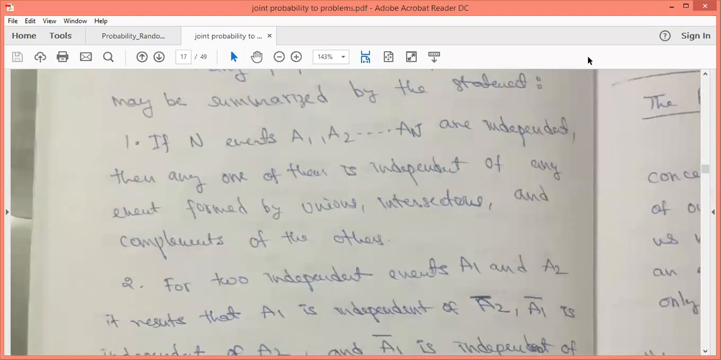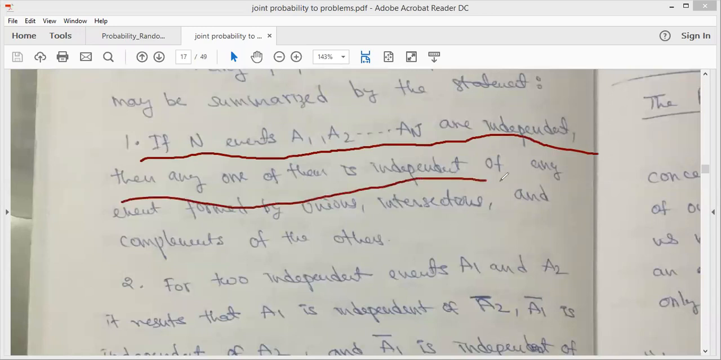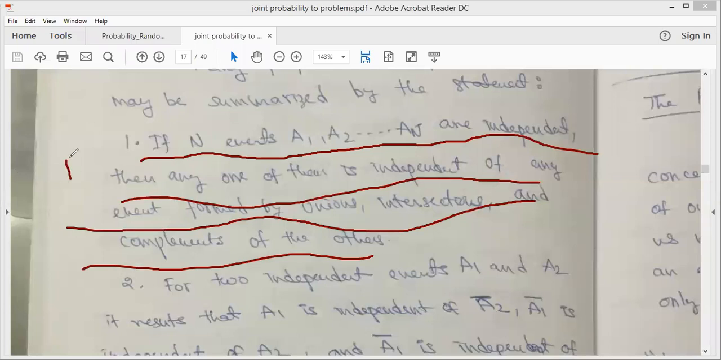In the first property, if there are n events, A1, A2, and so on up to An, which are n independent events, then any one of them is independent of any event formed by the unions, intersections, and complements of others. For example, you take A1. A1 will be independent of any event that is formed by the union, for example A2 union A3.